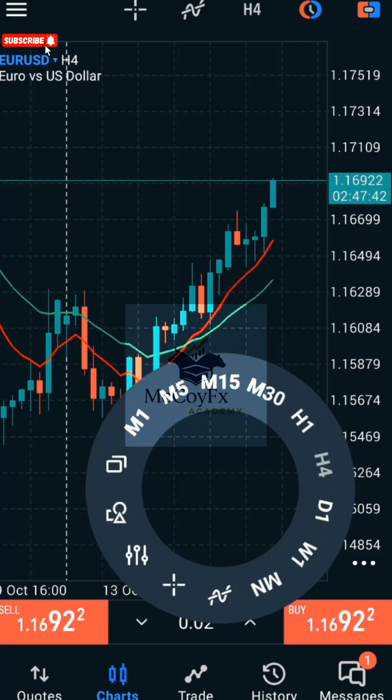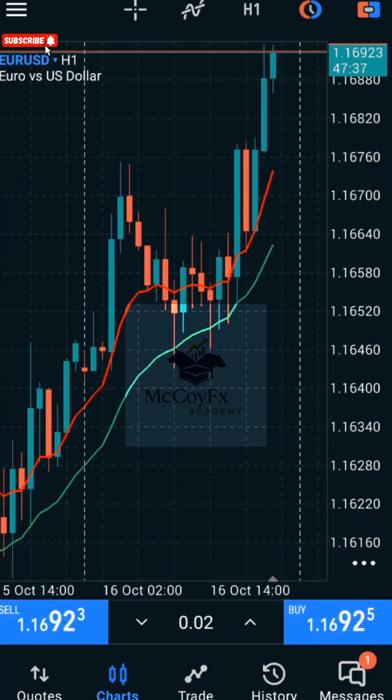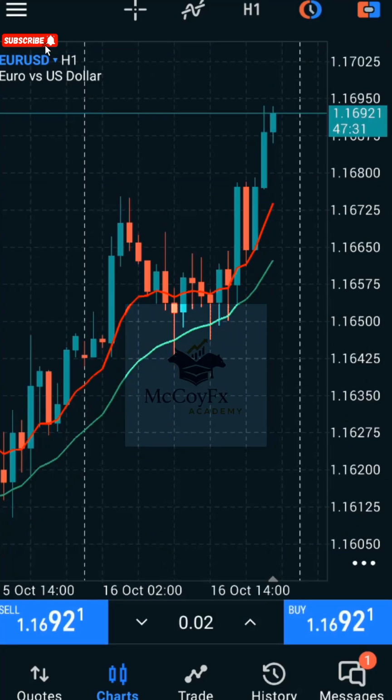Let's change to 1 hour and see if we are going to find our entry points there as well. Now we are on the 1 hour time frame. You can see it is in bullish direction, which means the price is going up here as well. Here the price comes down to hit the green line and reverses. So now we are going to be looking for a buy trade or a buy opportunity. So we will be waiting for the price to retrace back to the green line, then we can take our buy trade from here.